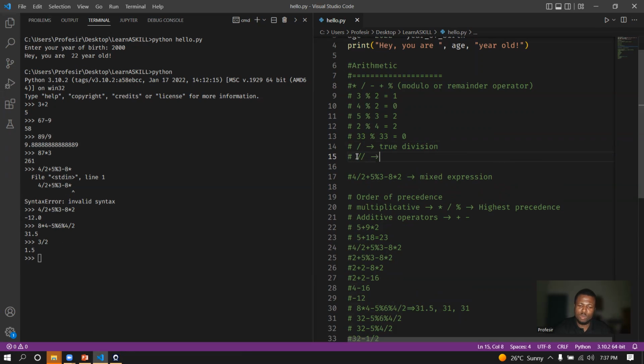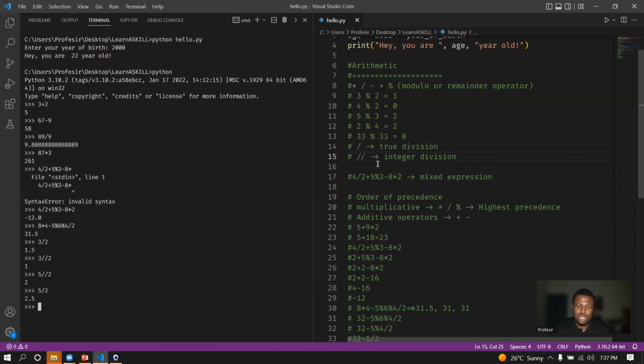If you use the double division sign, then we call it integer division. What integer division does is it will only give you the whole number part of the division. So for instance, if I do 3 integer division 2, instead of 1.5, I get 1. If I do 5 integer division 2, I'll get what? 2. But if I do 5 divided by 2, I get 2.5. Do you get what is happening here?